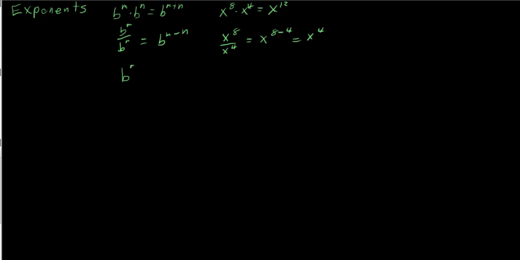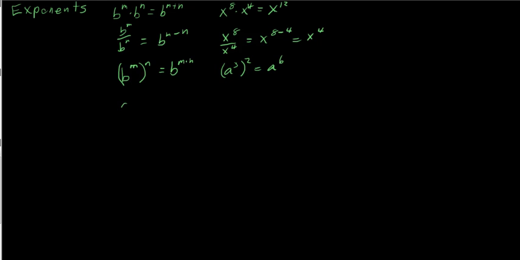If instead we take our base to the mth power, and we raise the whole thing to the nth power, then we're going to multiply those together, and we're going to have b to the m times n. So if we have a cubed, and then we want to square that whole thing, that was a to the 6th.